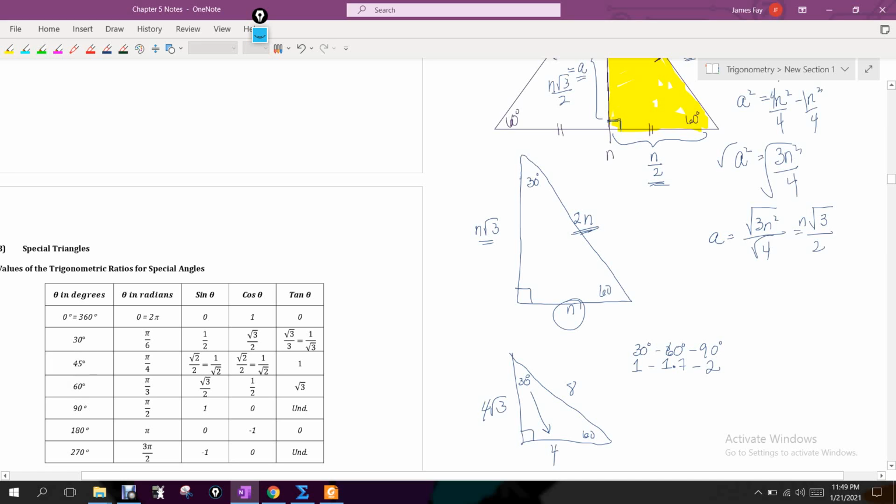And even, right, we're going to see like 120. We'll see like 150, 210. Those are all multiples of 30, 60, and 45. Okay, so those become very useful to us.